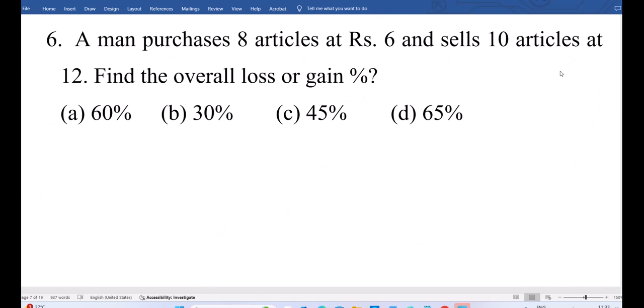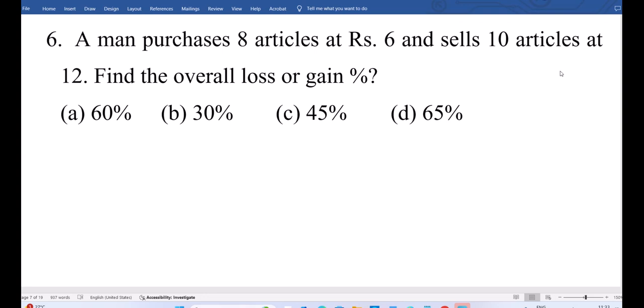Purchased how many articles? 8. We are selling 10. If you want to know profit or loss, first of all, we have to make sure the number of articles must be same. Both one article or both 5, both 10, any number, both same quantity, then you can compare and do the things better, right? So profit or loss can be decided easily.